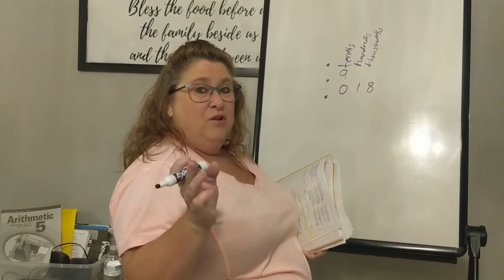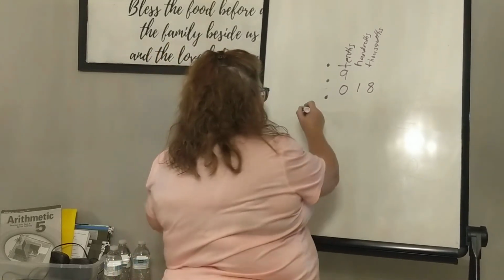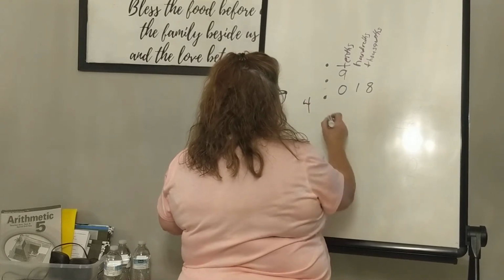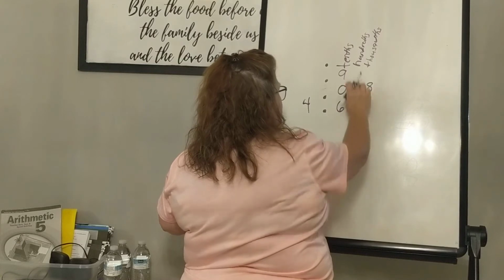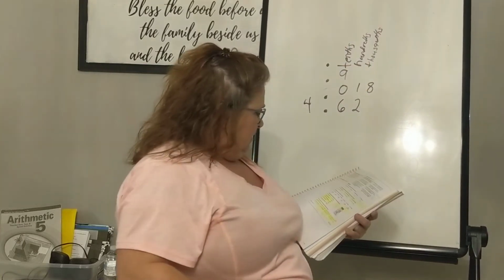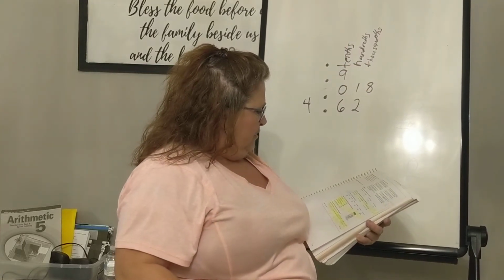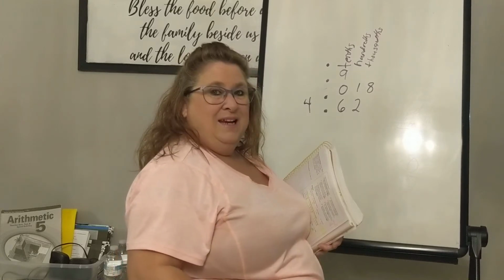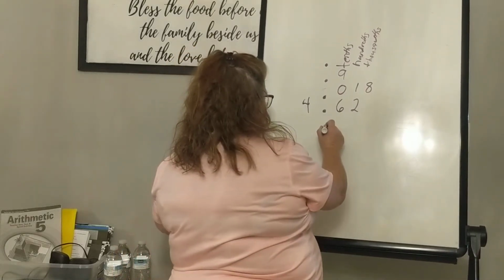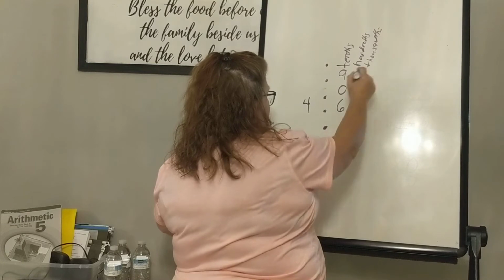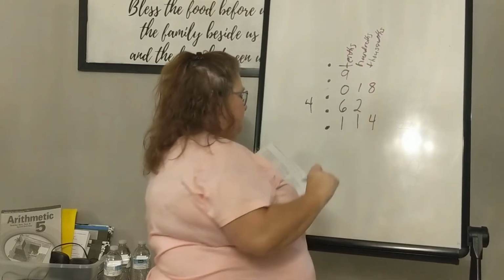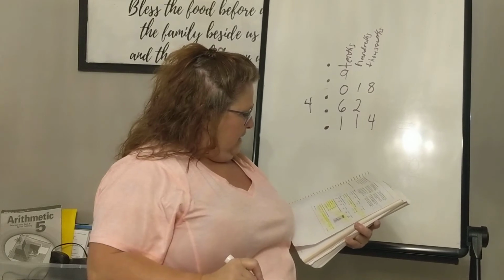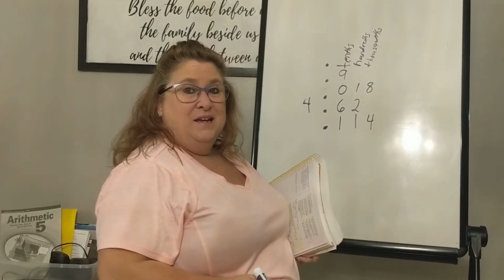Then we have 4 and 62 hundredths. Remember, the and goes where the decimal would be. So our 4 would be out here. 4 and 62 hundredths. Our 62 has to end in the hundredths place. Then we have 114 thousandths. So we'll put our decimal. Our 4 has to end out there in the thousandths place. 114 thousandths.